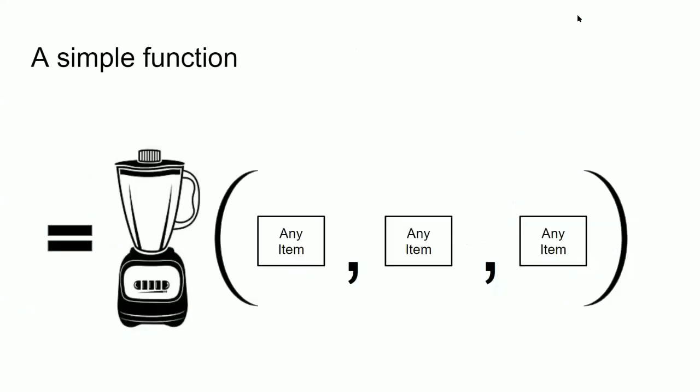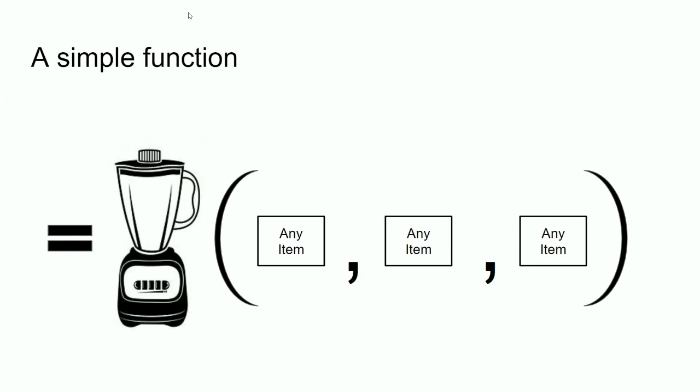Okay, so let's look at a very simple function. We're going to take a blender. Now we notice that all functions start with an equal sign. That tells the spreadsheet we're going to do something. And then you input the function name, in this case, blender, and I just used an image. And then we have parentheses, and those parentheses are like your container. So they take items in.